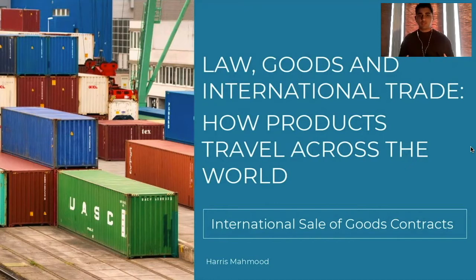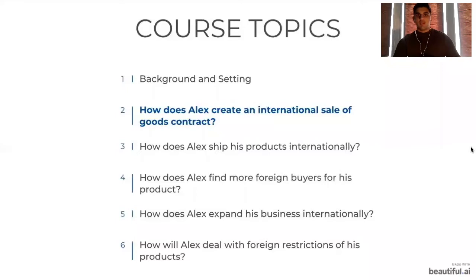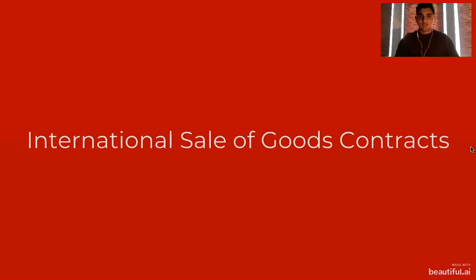If you do want more detailed information, I'd highly recommend looking at a more specialized source for international sale of goods law or contract law in general. But anyway, let's answer the question. How does Alex create an international sale of goods contract? Of course, he needs to sell his green tea, doesn't he? So he needs a contract with someone in Thailand to sell it.